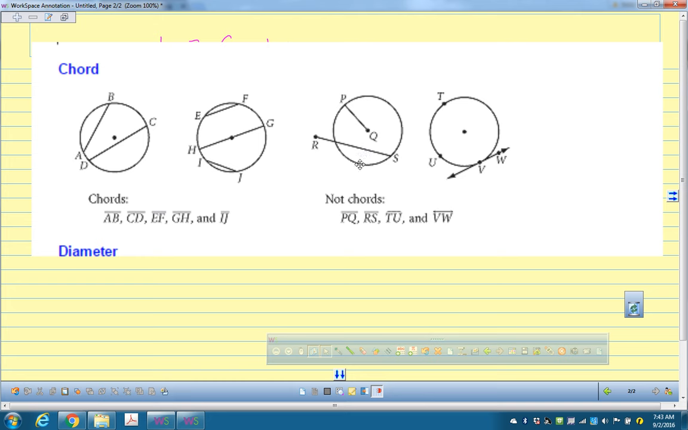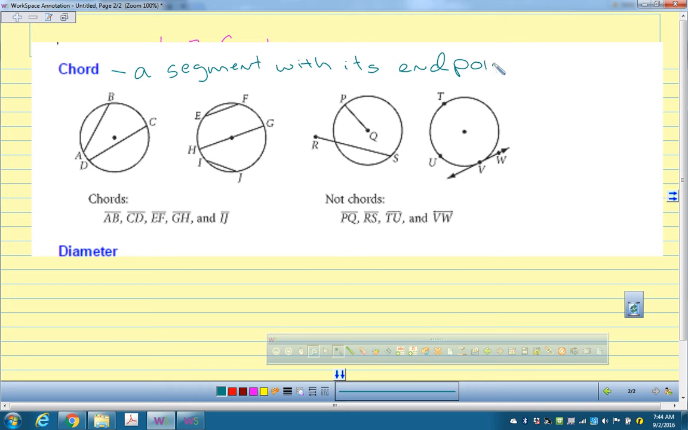Come on, don't just sit there like a bump. Go ahead, Trevor. Are they line segments starting and ending on a circle? Starting and ending with its endpoints on the circle. Okay? So that's what a chord is, okay? A chord is a segment with its endpoints on a circle.